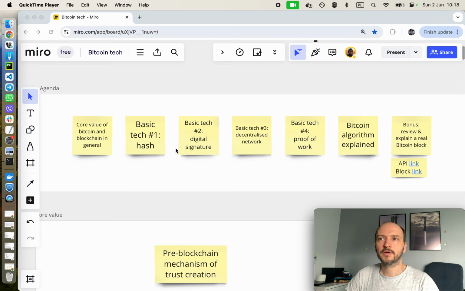Then I will explain several basic technologies of Bitcoin: hash, digital signature, decentralized network, proof of work. And then, using all this knowledge, I will explain the Bitcoin algorithm, how it works step by step. And in the end, as a bonus, there will be a review of a real Bitcoin block. I will show you its inner structure and where you can get it and how you can review it, so that you will be able to analyze it as basically a data set if you want. So let's start.